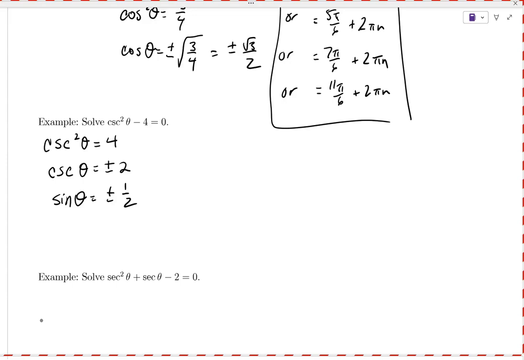Good. So again, if you don't see what the cosecant is, or say the secant is, like we've got in the next example, pardon me, or cotangent, change it into terms of things that you do know. Okay. So now this is asking when is sine equal to positive a half, or when is sine equal to negative a half. Since it's plus or minus, we're looking on all four quadrants, right? So tell me when sine is equal to a half.